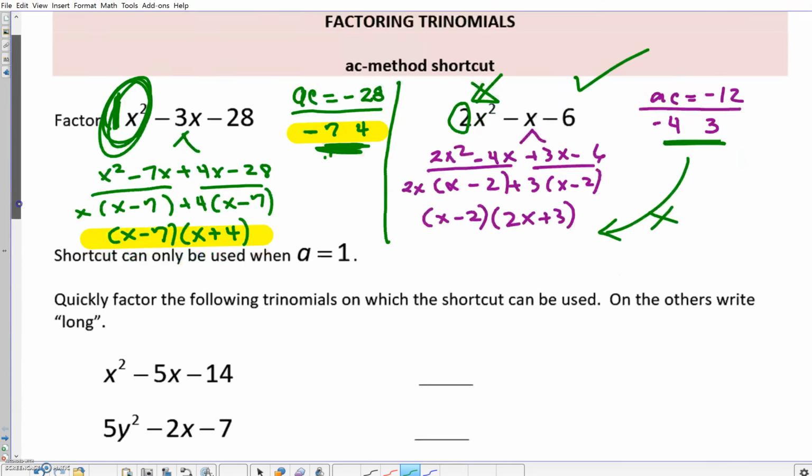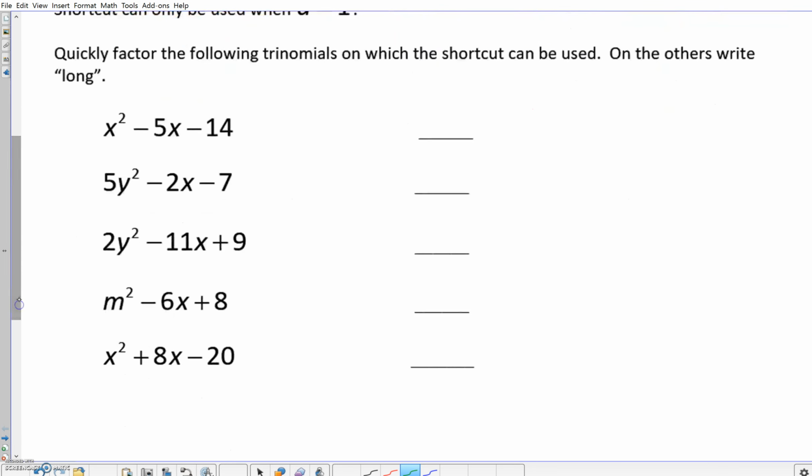So why don't we go through and give a try at these. Stop the video, give these a try, and see if you can recognize when you use the AC shortcut and when you can't. What we're going to do is write the word long if it's the long method, but if it's the short method, write your answer down and then compare and see how that goes. So stop the video.